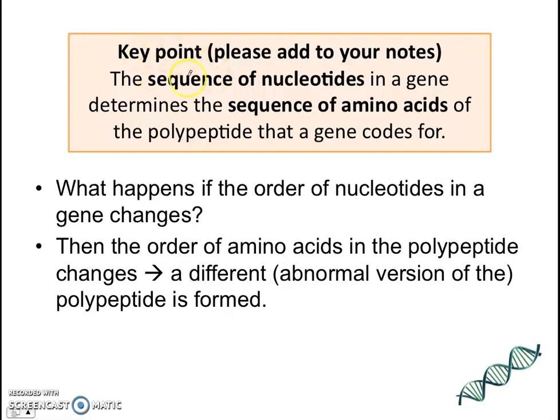Okay, so because of this, the sequence of nucleotides in the gene determines the sequence of amino acids. Because of this, what happens if you change the order of nucleotides in the gene? Well, if you change the order of nucleotides in the gene, then you will change the order of amino acids in the polypeptide, and hence a different or abnormal version of the polypeptide will be formed. That's what happens when your hemoglobin gene has a mutation. The order of nucleotides changes, and hence the polypeptide form changes, and hence the hemoglobin form is abnormal.